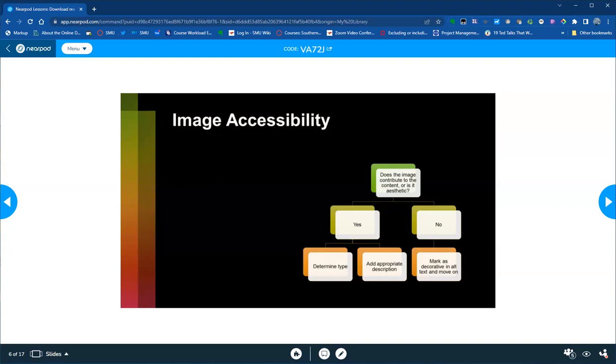If the image doesn't, then there's a way in the alt text to mark it as decorative, so the screen readers would just keep going and not even address that the image was there.